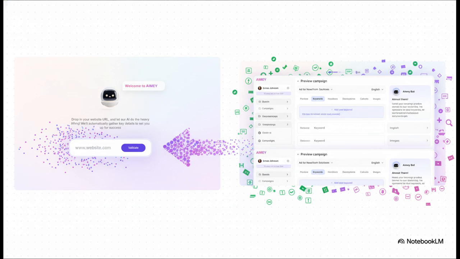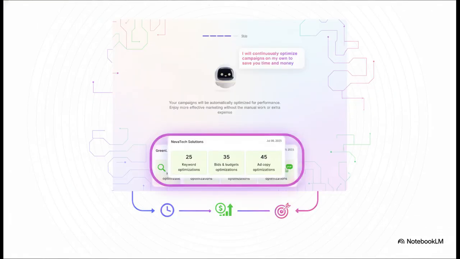That's it. From there, Aimey's AI reads your content, it understands your services, and it generates a whole media plan. We're talking keywords, ad groups, the actual ad copy, the whole shebang. This process alone eliminates hours and hours of tedious manual work. But honestly, this is where the real magic happens.